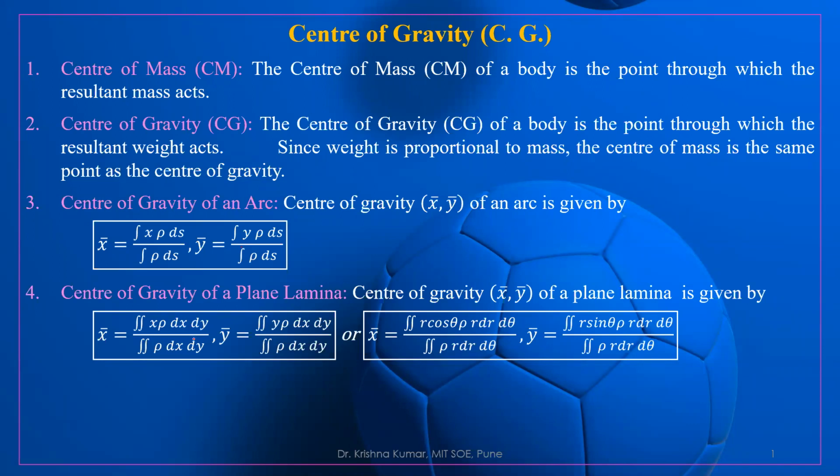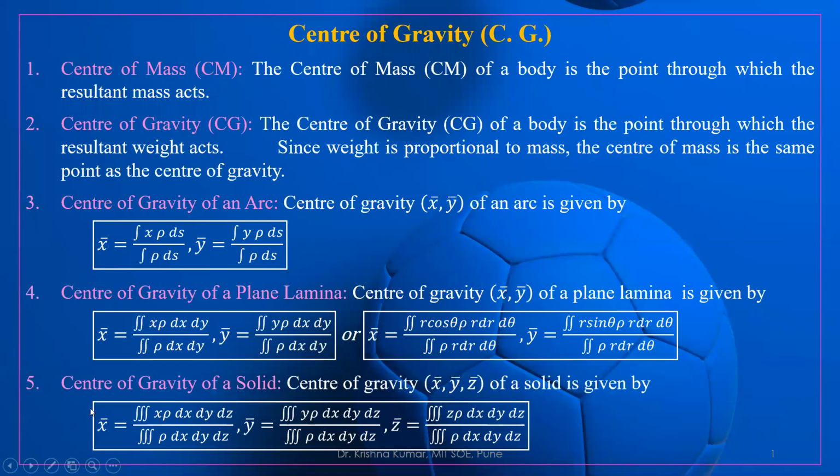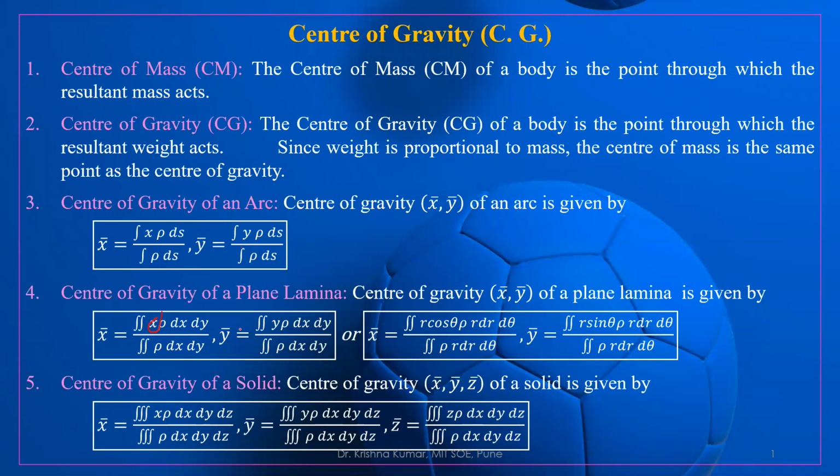Now this is the Cartesian form. In x bar we put the x coordinate, and in y bar we put the y coordinate. We can also convert it into polar form. Here x is equal to r cos theta, and dx dy becomes r dr d theta. Similarly for y bar.